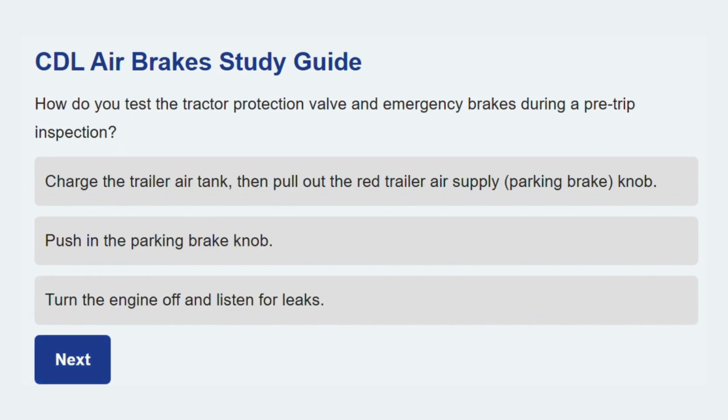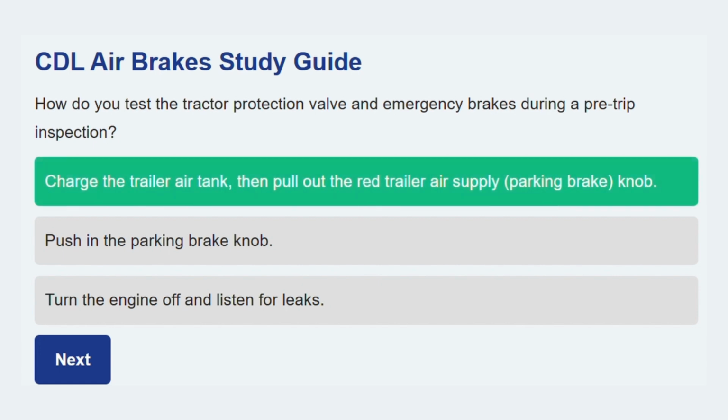Let's consider the next one. How do you test the tractor protection valve and emergency brakes during a pre-trip inspection? Charge the trailer air tank, then pull out the red trailer air supply parking brake knob. This tests that the valve will properly exhaust air from the trailer line and engage the trailer emergency brakes.